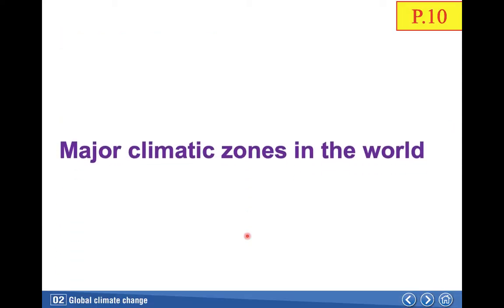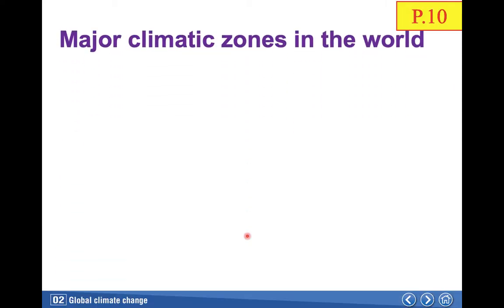It's dry. In this lesson, we will talk about some major climatic zones in the world, which is very important. I think it's a bit challenging because it's quite difficult for you to memorize all the zones. But remember, you need to know how to identify different climatic zones because it might appear in your exam. So put a star on these two pages.